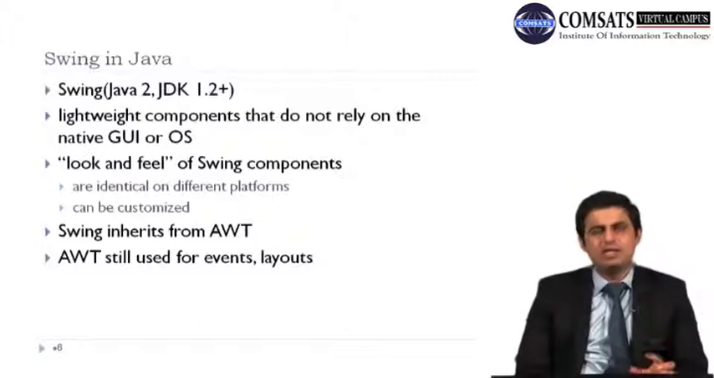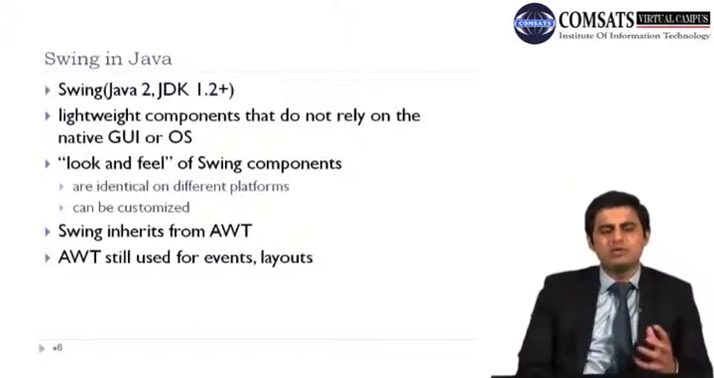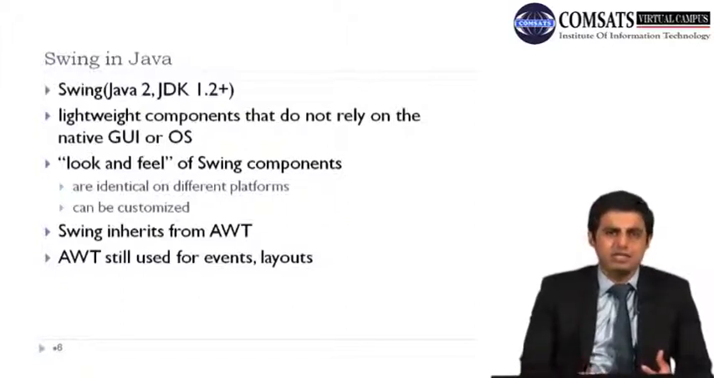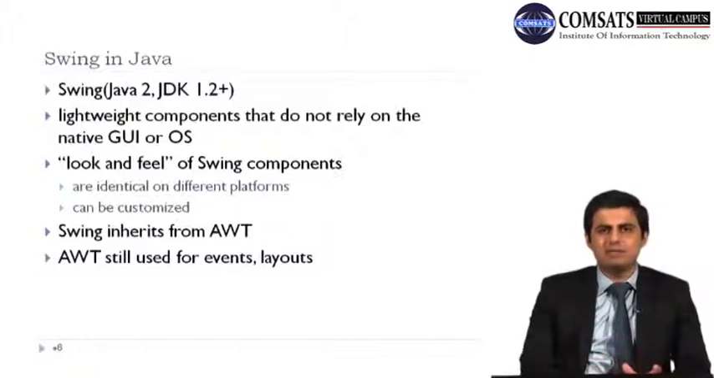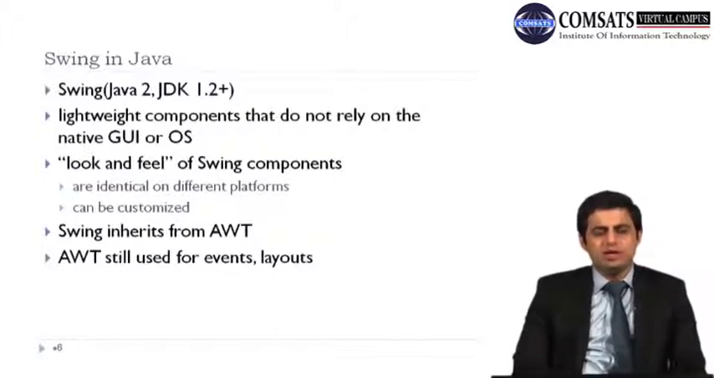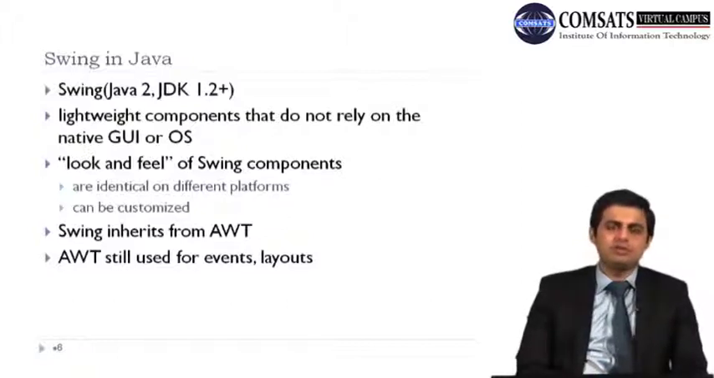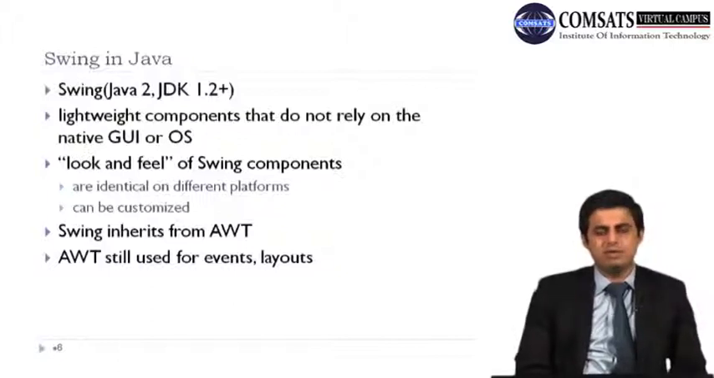But the difference between AWT and Swing is that Swing has lightweight components. They're not as heavy as they were in AWT, so they put less pressure on the RAM, and you can do the RAM memory management easily with Swing libraries, and they do not rely on the native GUI or operating system. The look and feel of Swing components is also different. They are identical on different platforms, and they can be customized.